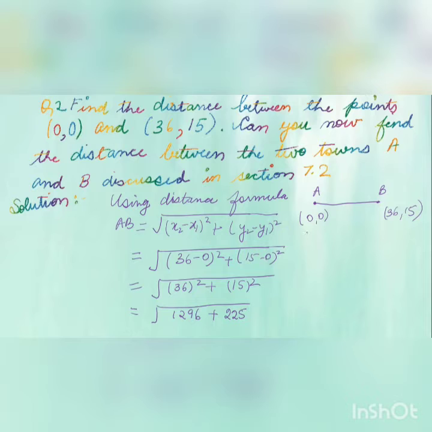Just add it and you will get 1521. Just take out the under root of 1521, so it will be 39 units.